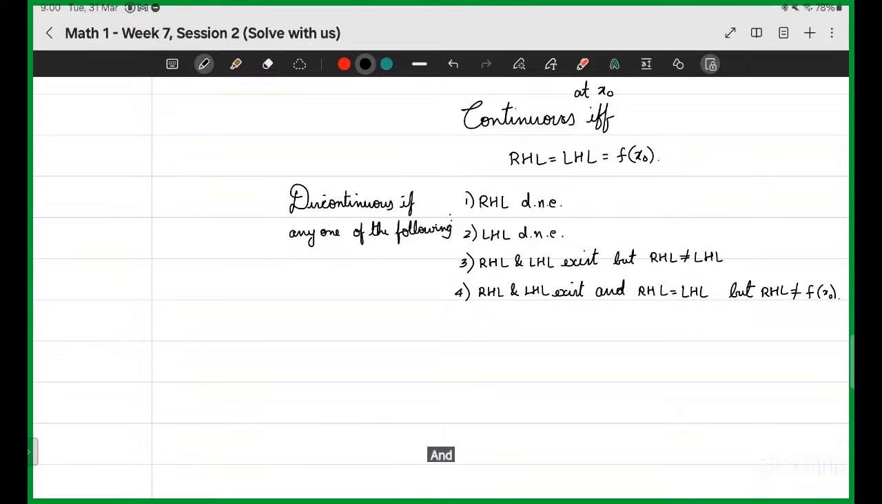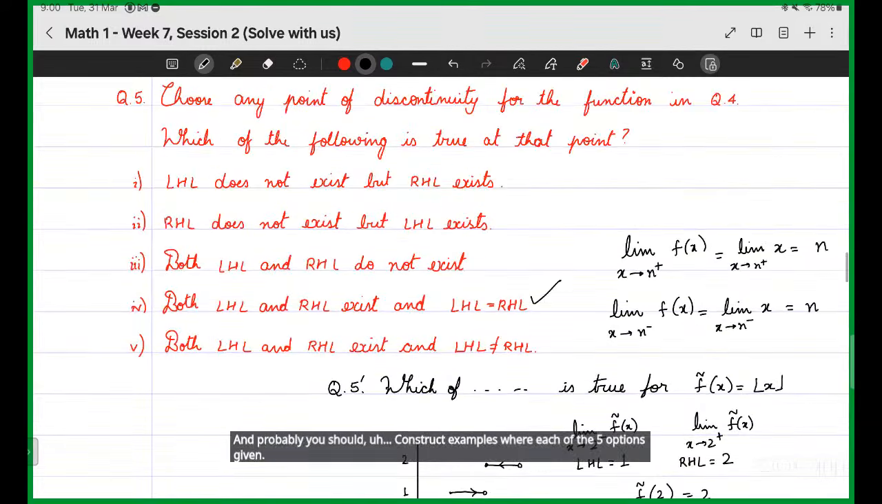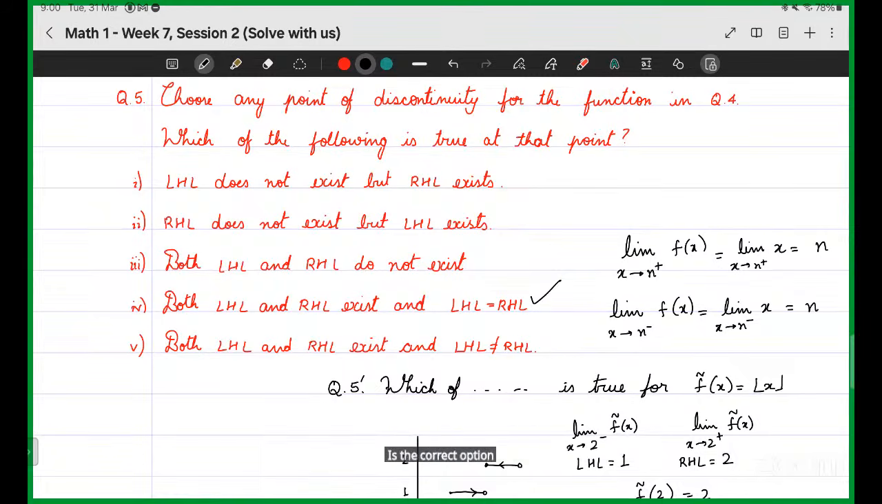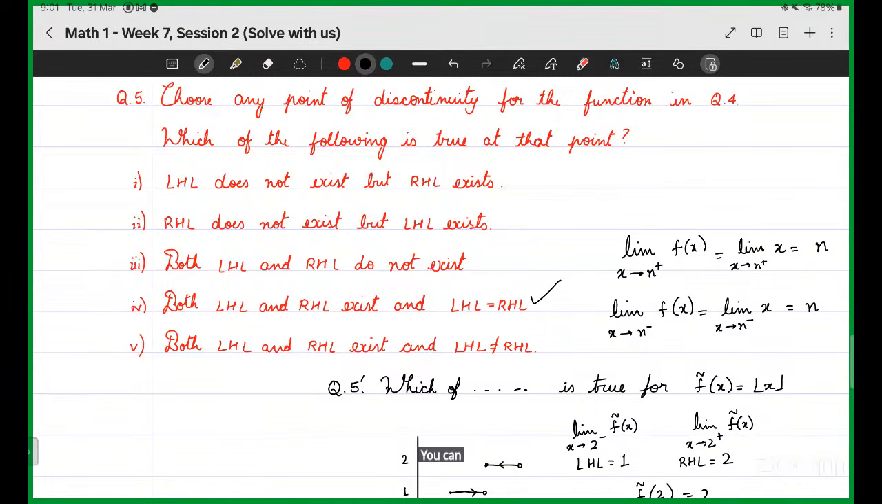And probably you should construct examples where each of the 5 options given is the correct option. So that'll probably help you understand it even better. Construct an example such that given any of the statements, that statement should hold for that function. These 5 statements that have been written over here are actually all the 5 disjoint cases when discontinuity can happen, right? And there is a function for each of those statements.